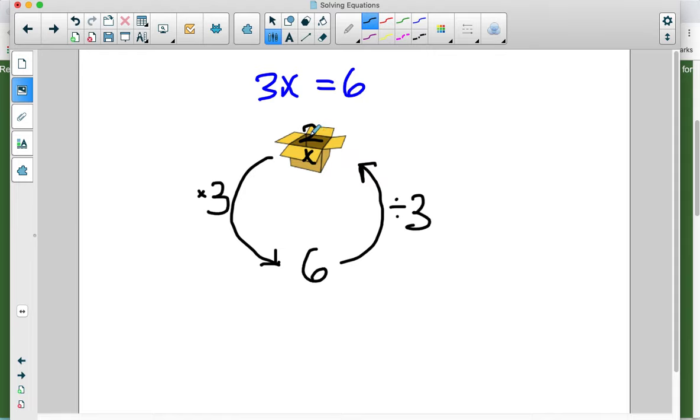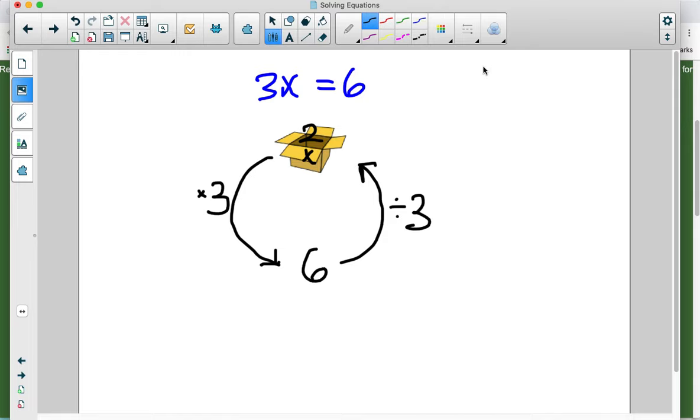Because starting at the top, 2 times 3 equals 6. 6 divided by 3 equals 2. It is a circular thought process that should always get you the right answer no matter where you start. Okay, 6 divided by 3 is 2. 2 times 3 is 6. If you start at the top, you see how that works? You get the same answer, and it's a good way to check.